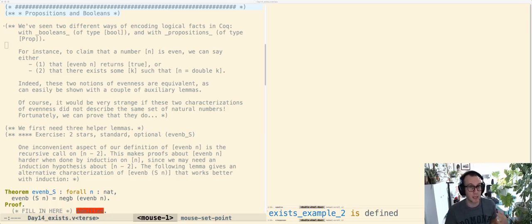We're going to see it now for something maybe a little more interesting. We're going to use it to relate two notions of evenness. In the video after this, I'll dig a little deeper into some of the distinctions between working in a computational world and in a propositional world. But for now, I just want to show you how the reflection mechanism works.